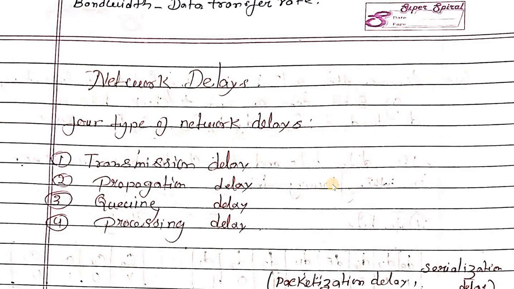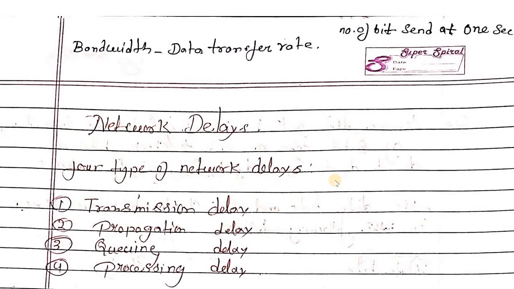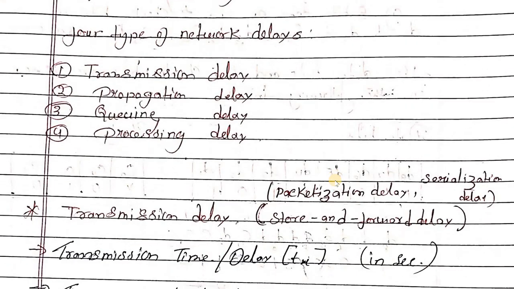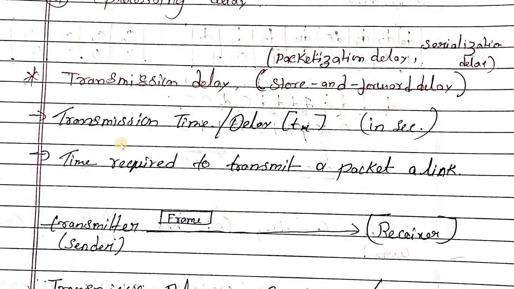Hello friends, this is computer networks class 6. Today we learn network delays. There are 4 types of network delays in a computer network: transmission delay, propagation delay, queuing delay, and processing delay. The first one is transmission delay.